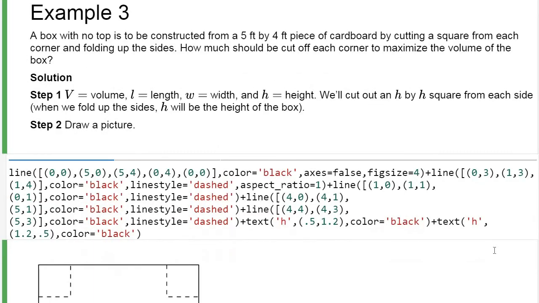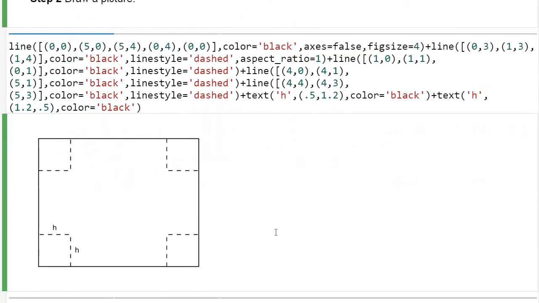Okay, example 3. I'm going to construct a box with no top using a 5 foot by 4 foot piece of cardboard. I'm just going to cut out squares from each of the corners and fold up the sides, and I want to maximize the volume of the box that results. So here is the picture I have. I've got 5 feet here by 4 feet there.